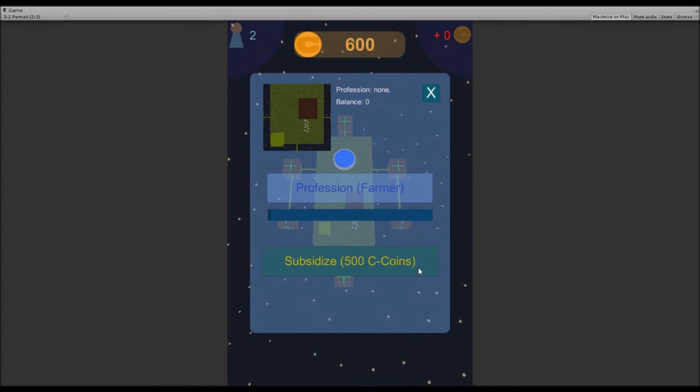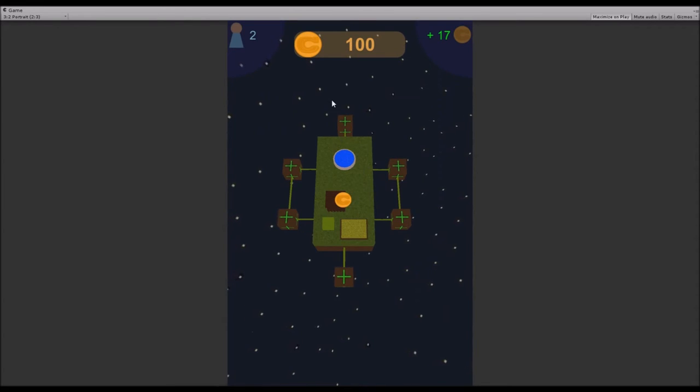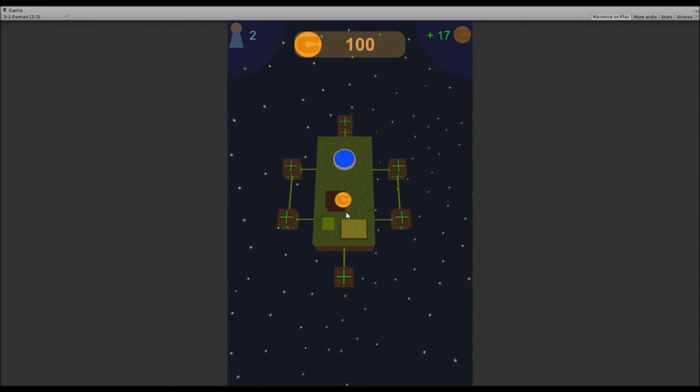So kind of like the government supports you monetarily, and you can build up your own business, and we can select a profession. Currently there's only the farmer profession, but there's going to be a lot more professions, and you could select those via the slider. But anyway, we're going to subsidize it for 500 coins, and it will now start to make money.